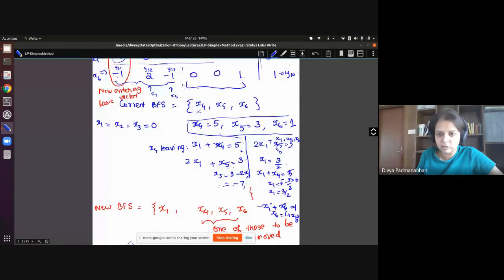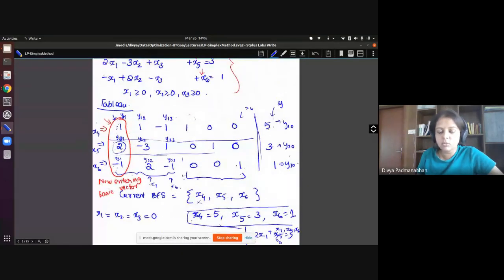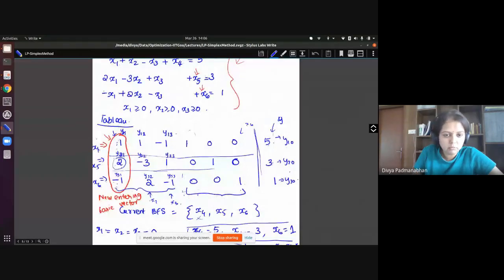So just for the sake of completeness. Here what we decided was, we knew that this first column was going to enter the basis, and we had to choose one of these three. And then we took this ratio 5 by 1, 3 by 2, and 1 over minus 1. And the smallest was this value corresponding to this row.